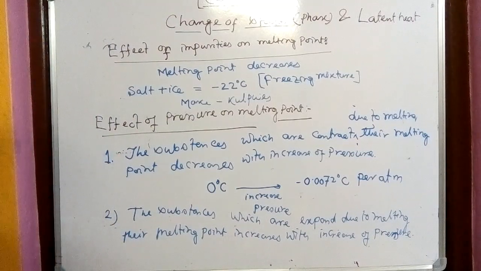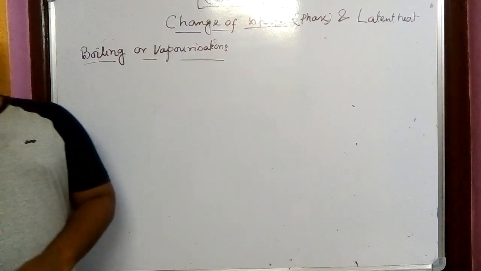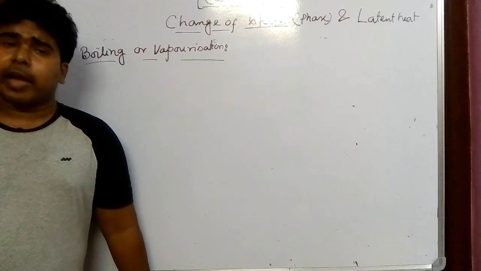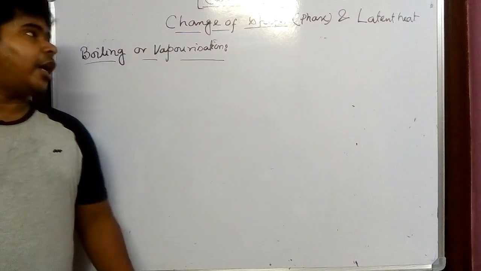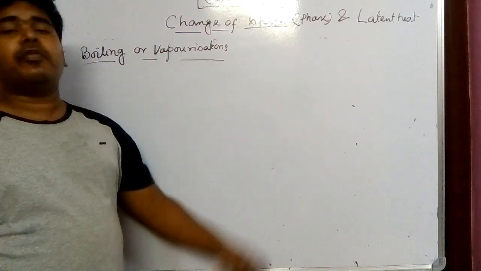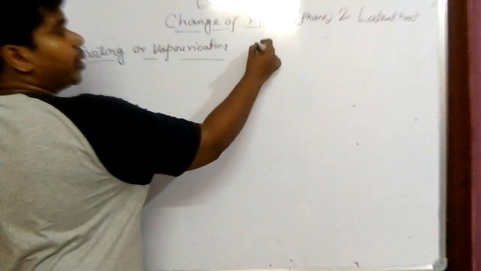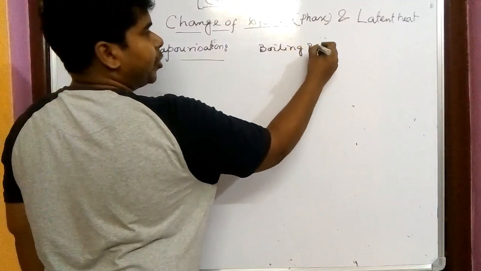Now we'll go for boiling or vaporization. So now we will discuss boiling or vaporization. Simple thing, that definition we also know: it is a process when the liquid is converted into gas due to the application of heat energy at constant temperature. That process is known as boiling or vaporization. And the constant temperature is known as the boiling point, or vaporization point.